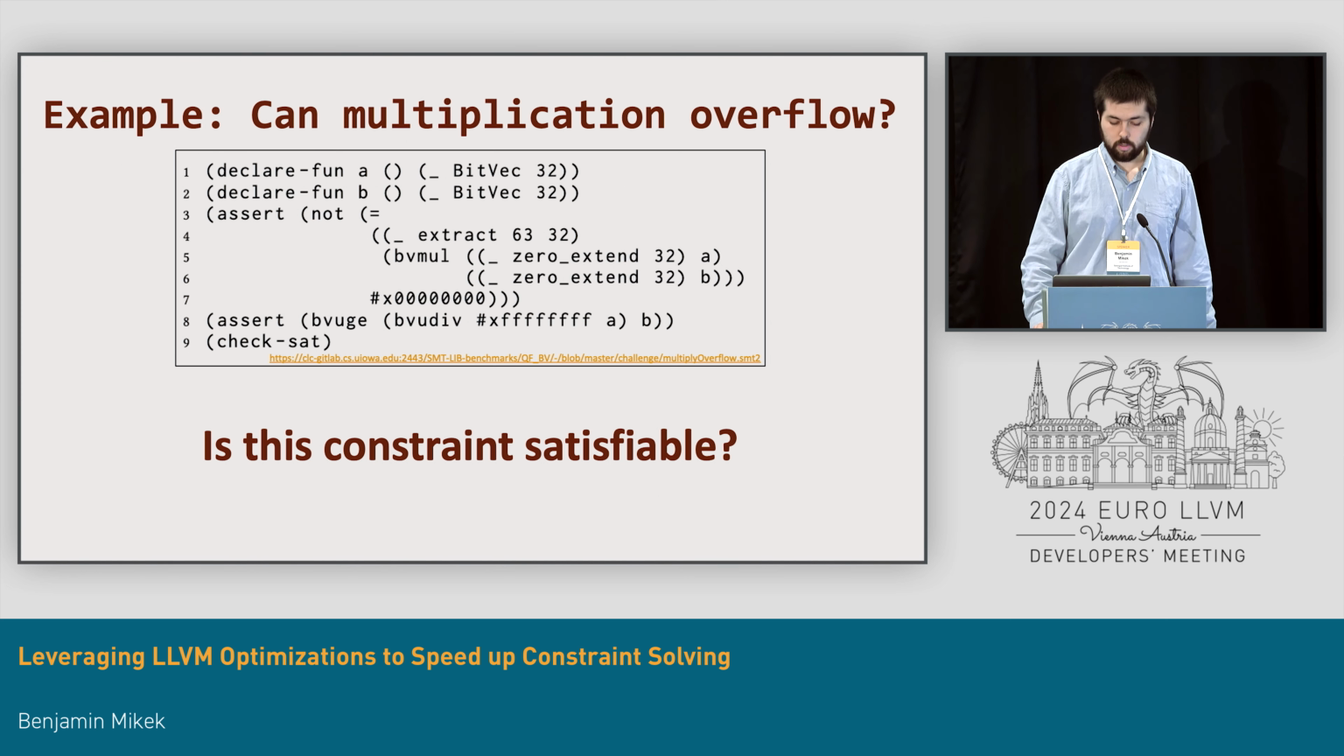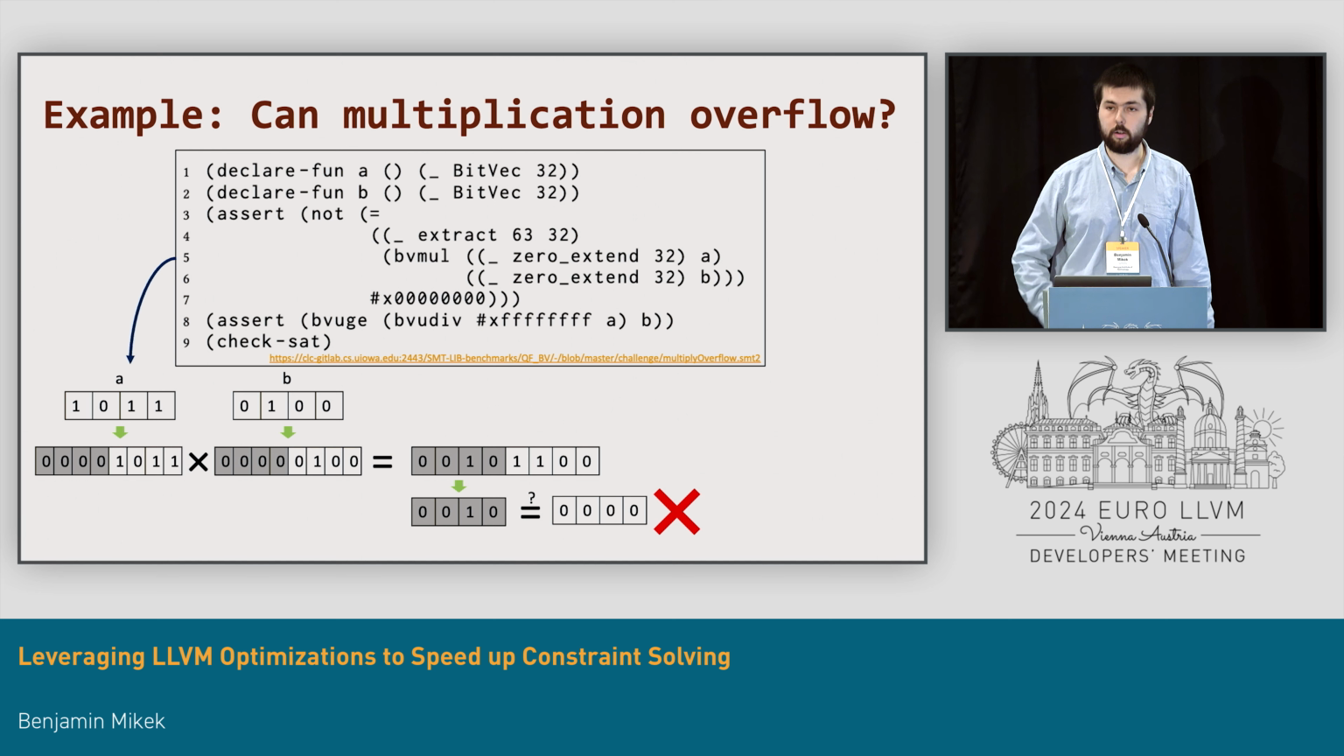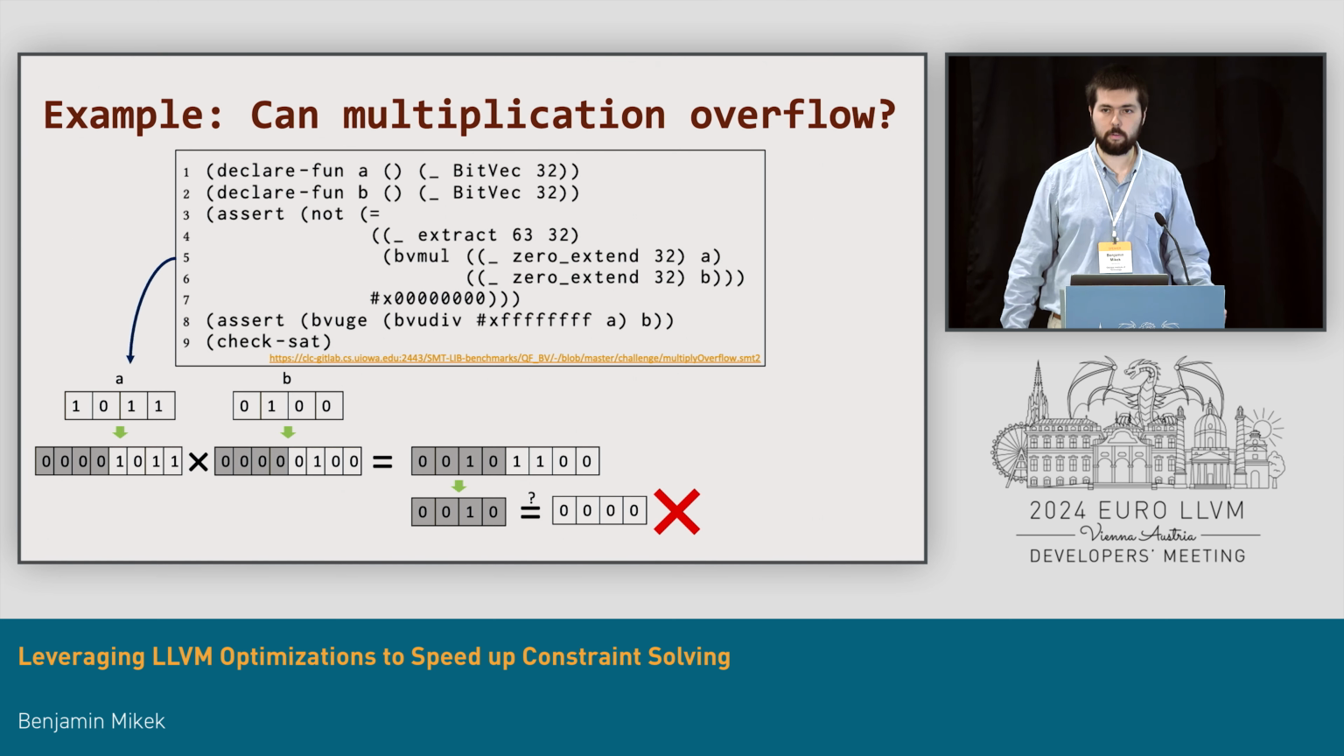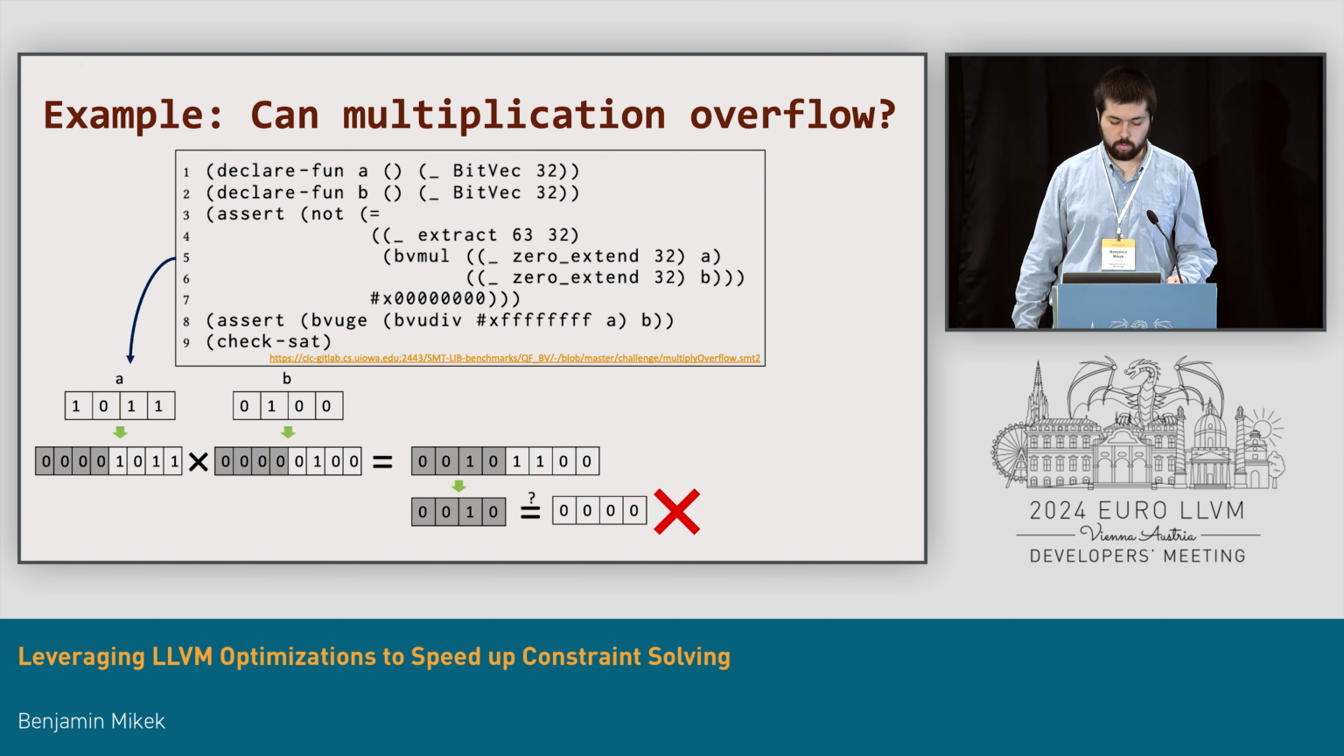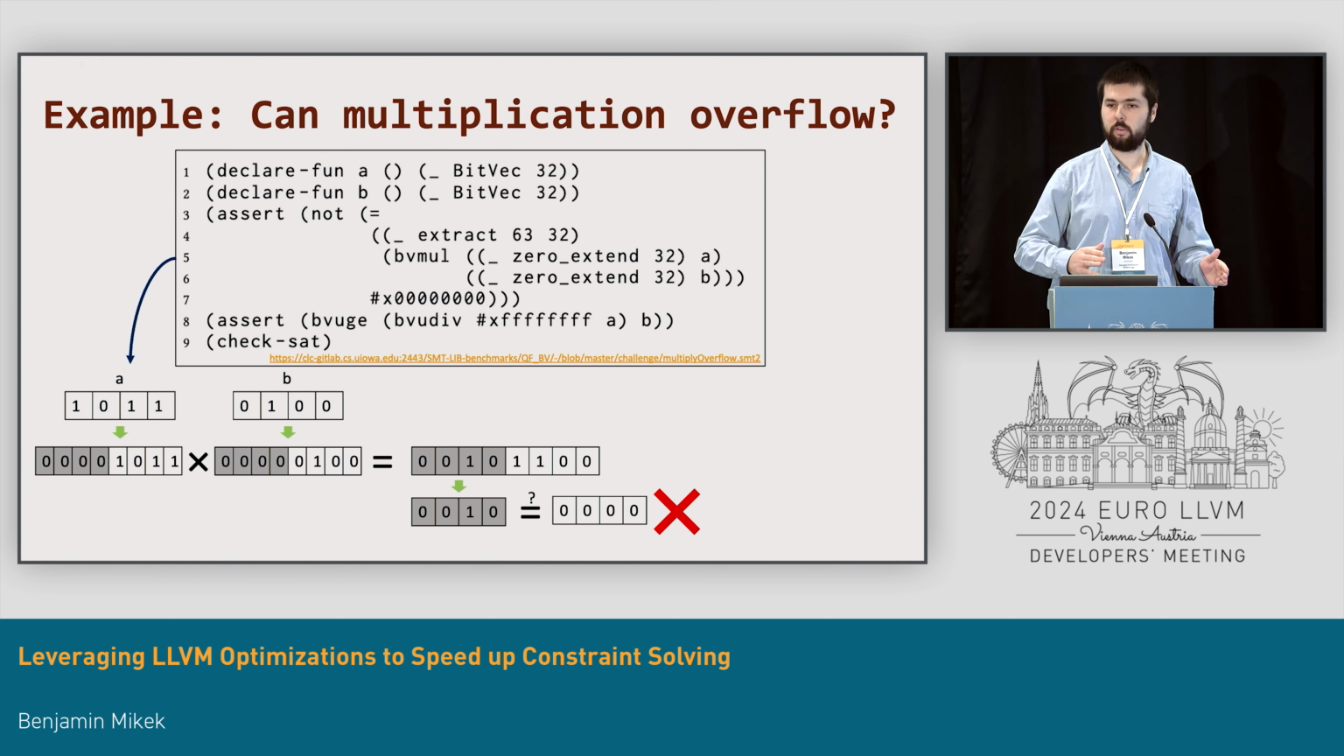So the first constraint here, the one on line 5. What's going on here? We have the two variables a and b. I've shortened the bit widths for the sake of presentation. We zero extend both of them. Then we multiply, and then we extract the upper half of the result. If overflow happened, then the upper half should contain some bits that are set, and it won't be equal to 0. And if it didn't happen, then it will be. And don't forget that there's a not in front of this that negates this assertion.